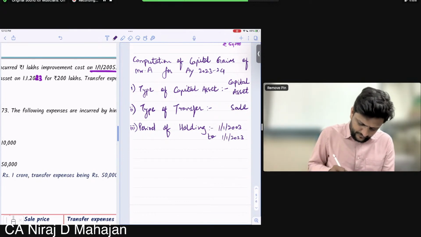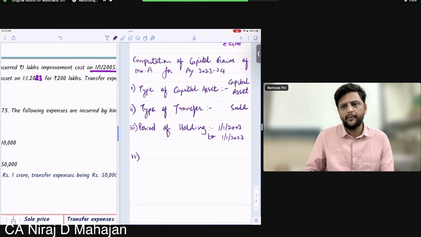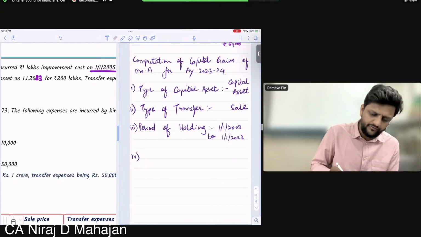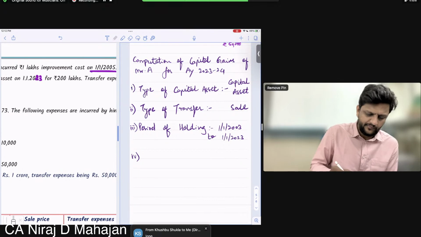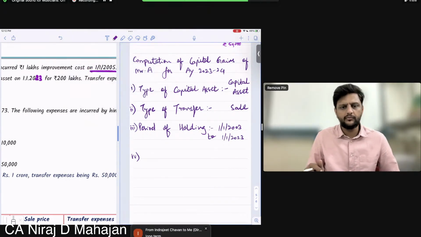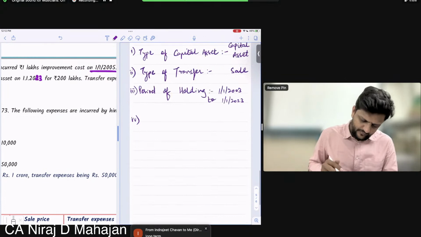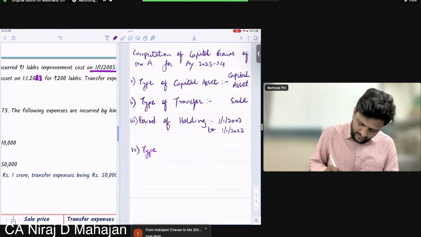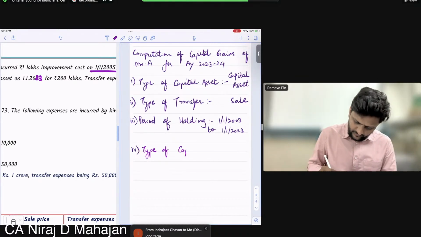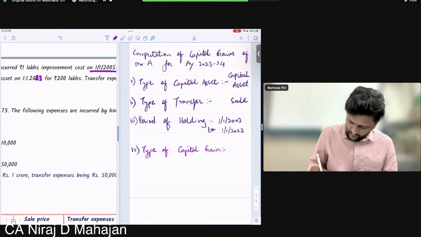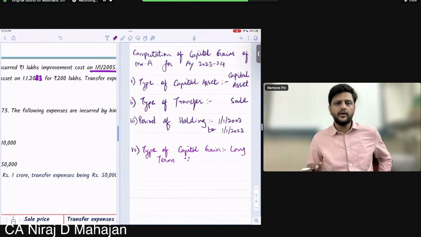Fourth, can you now tell me the type of capital gain it can arise, long term or short term? This is important for you to understand. Is it long term or short term? Long term, okay? So type of gain. But I'll not just write down long term, I'll also write the reason. Why it is long term?